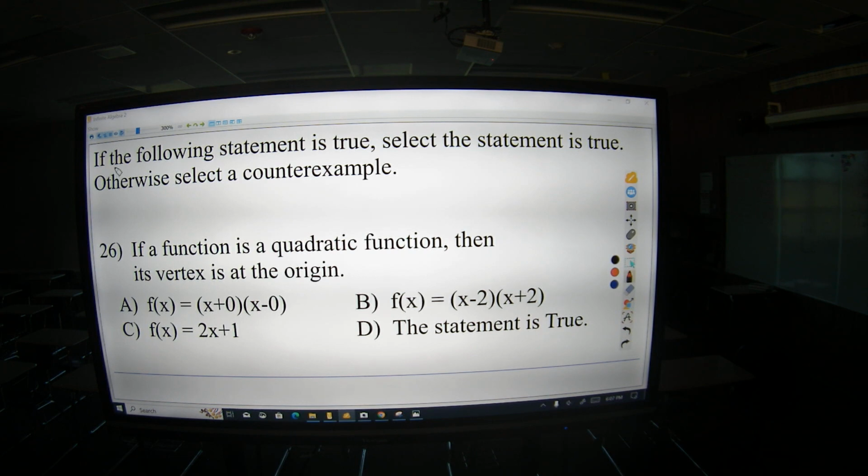So understand that if it's true, then you just select it's true. And again, like I said, if you think it's true, then by now you should trust some of your instincts and be like, okay, it's true. But I always feel like I can put any number of vocabulary words into an if-then statement and stump a lot of people.